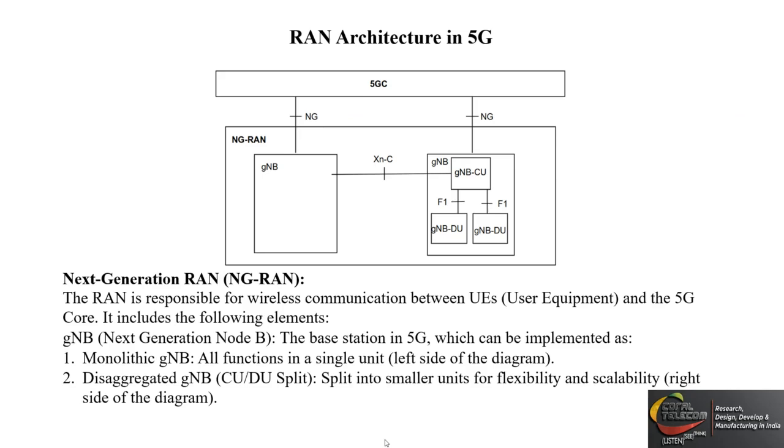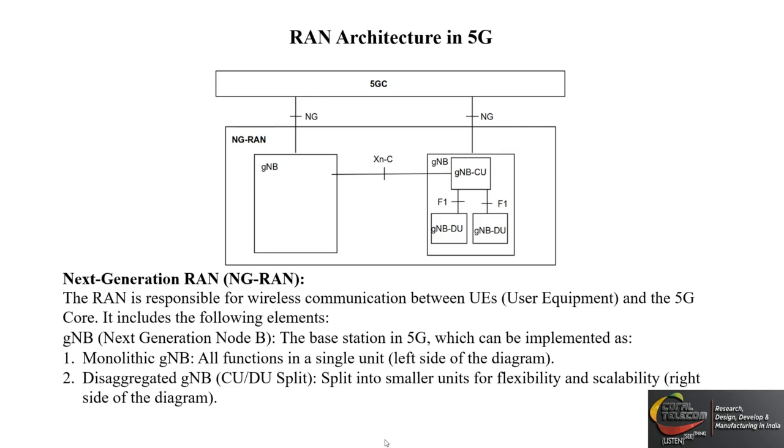Next generation NodeB is the base station in 5G, which can be implemented as two types of architecture, as we have discussed. Here we have mentioned a monolithic gNodeB and a disaggregated gNodeB. Monolithic is an integrated architecture. In 4G we had a single system where the whole protocol stack is within the same hardware. Similarly, in 5G you can design a monolithic gNodeB, or you can say an integrated gNodeB, with all the functions in the same hardware, as we have seen in the previous slide.